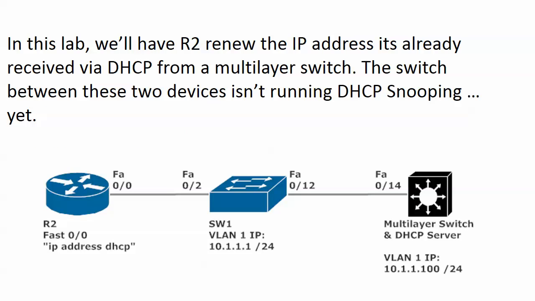Now in the lab we're about to do, Router 2 already has an IP address that it has received via DHCP from a multi-layer switch. Don't worry, we'll do one from the beginning too, but I want you to see this renewal process. The switch between these two devices isn't running DHCP snooping yet. But take note of the IP addresses. We have connectivity here. We'll see the address Router 2 gets. We'll go forward from there, and then we'll start running DHCP snooping, trusting some ports, untrusting some ports. We'll debug DHCP, and we'll also see whether or not the device can renew under certain circumstances. And that is all coming up next.